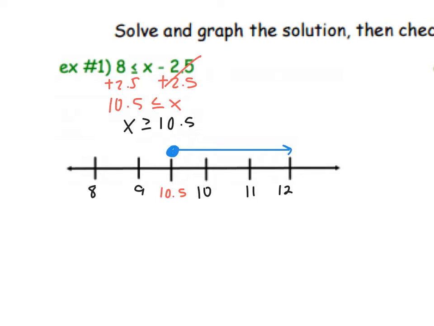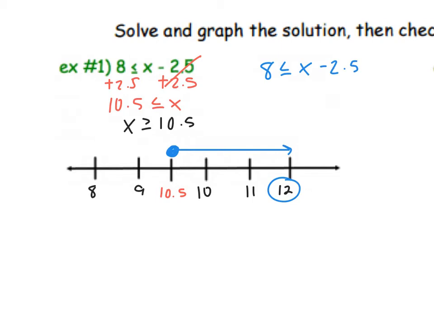All right, now the next thing I want you to do to understand this is check your solution. So what we have here, instead of a single value, we're saying that anything 10.5 and above is going to satisfy this. Now to show you, I'm going to choose a value that's in this range. If I say that 10.5 or above satisfies this inequality, let's pick a number, like 12. Now what I want you to do when I say check the solution is take 12 and plug it back in. So if my inequality started off 8 is less than or equal to x minus 2.5.